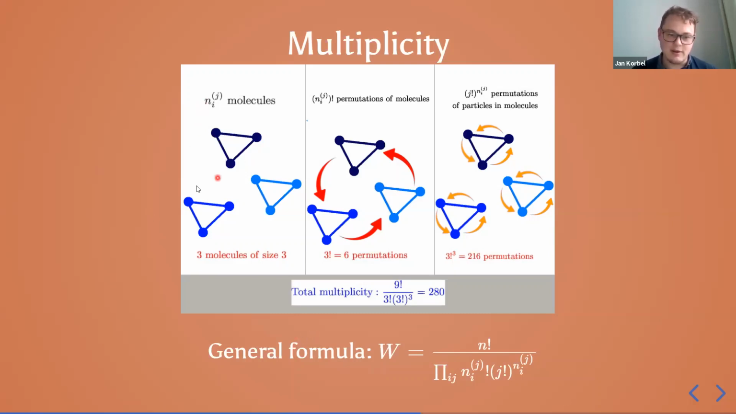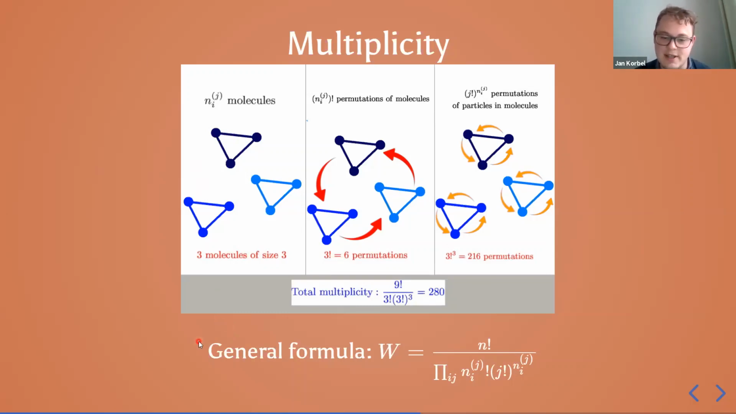So basically, if you want to calculate how many microstates belong to the mesostate where you have, say, three molecules of size three, what you can do is number or order your particles. So this is one, this is two, this is three, this is four, this is five, this is six, etc. And then you get the same microstate when you permute all the molecules in all possible ways, which gives you the number of molecules factorial. And then what you can do again is permute the particles in the molecules. And then you get the total multiplicity when you multiply these numbers.